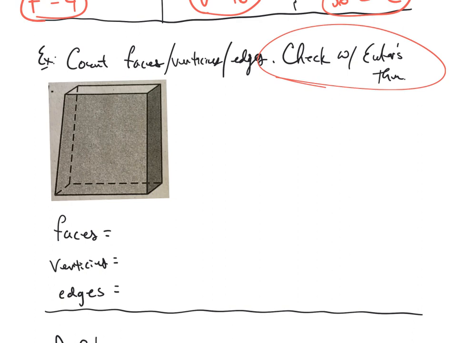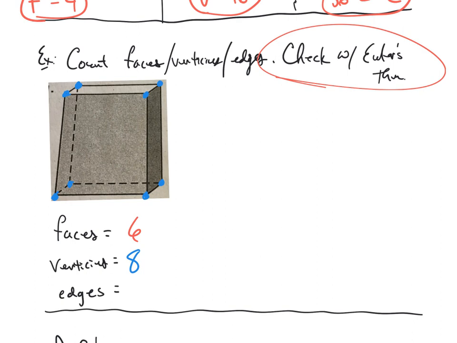How about the faces on this box? Well, there's going to be a top, there's going to be a bottom, there's going to be a left side and a right side, and then there's going to be the front and the back. So altogether, there's going to be 6 faces. How many vertices would we have? Well, I've been doing those in blue, so I'll just keep that going. So vertices would be 1, 2, 3, 4, 5, 6, 7, 8. So there'd be 8 vertices.